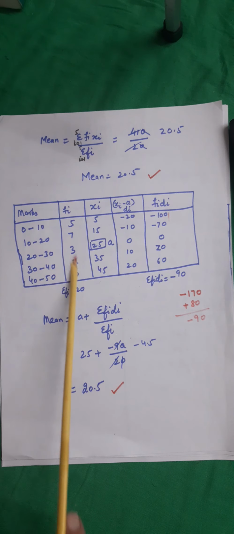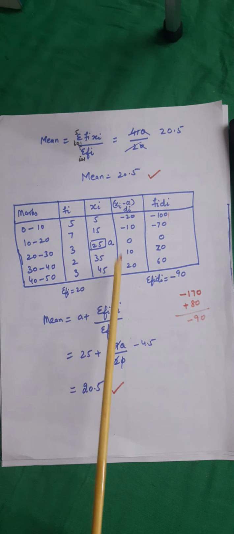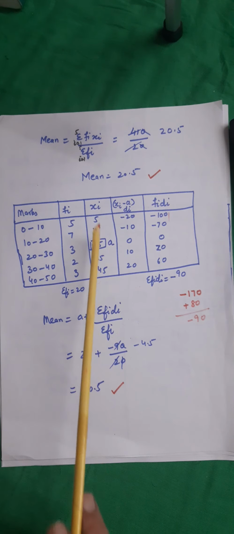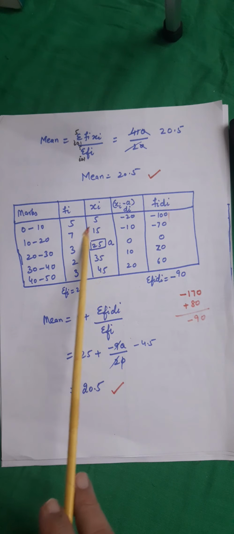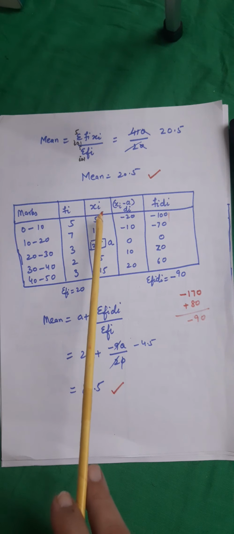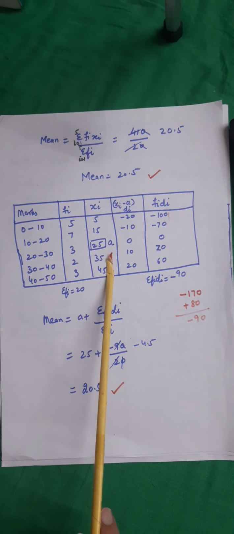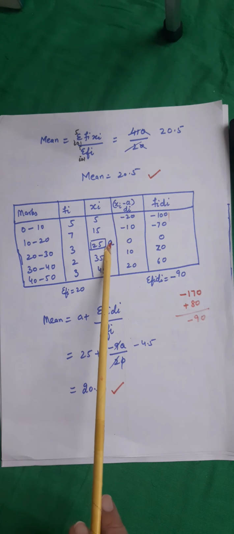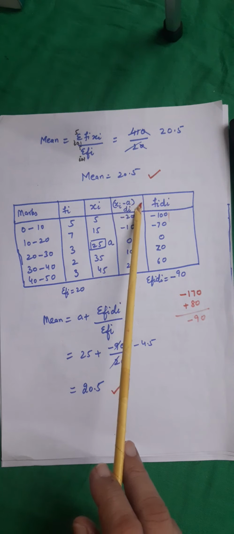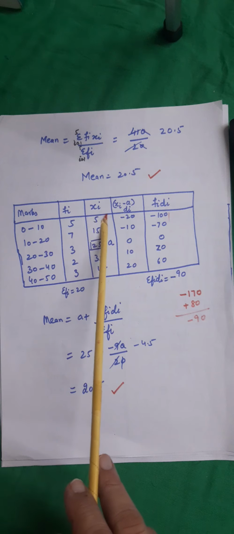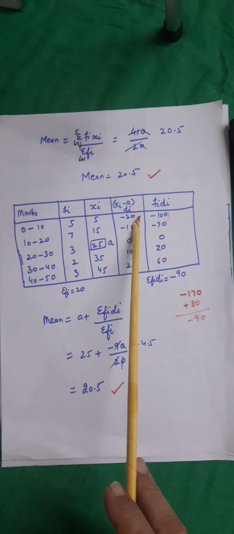Class intervals, fi, xi, everyone knows. Now how to find di? Di means deviation. So here first of all from xi's we find out a mean, and then we find out the deviation of every class mark from the assumed mean. That means from every class mark I will subtract the assumed mean. xi minus a, for first interval x1 minus a, that means 5 minus 25, which is minus 20.